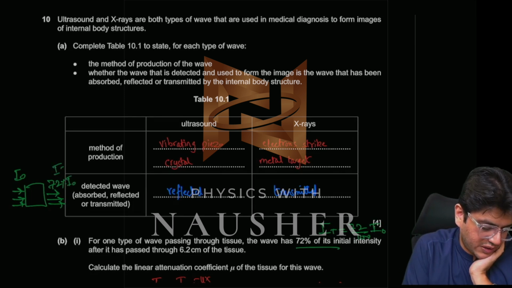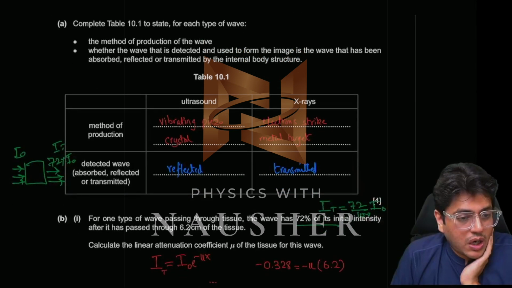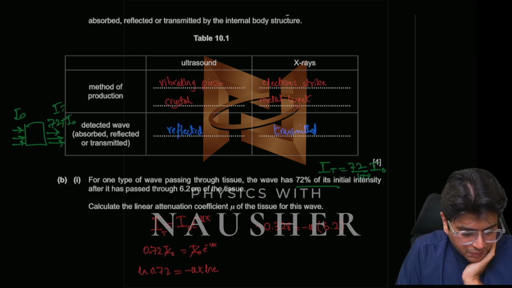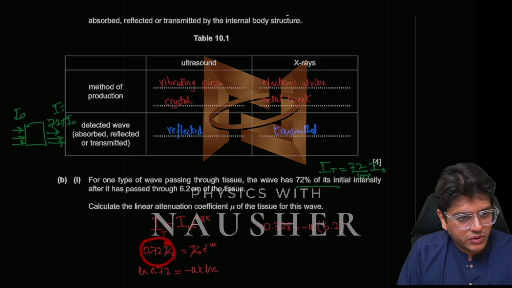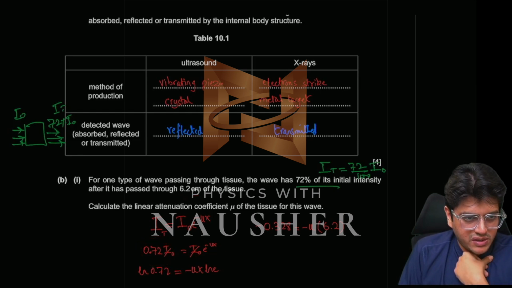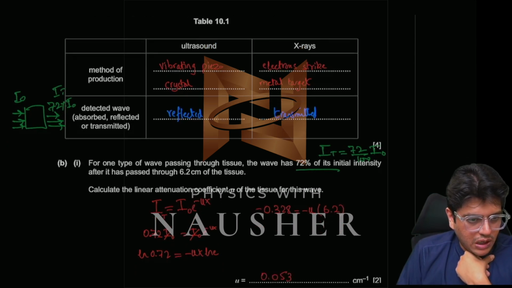So this is your transmitted intensity, and you should know the formula, which is IT equals I naught e to the power minus UX. So IT is 72% of I naught, so that's 0.72 I naught. 0.72 I naught equals I naught e to the power minus UX. You have the thickness, which is 6.2. You get rid of the I naught, and then you should know how to get rid of this e. You have to take natural log on both sides.